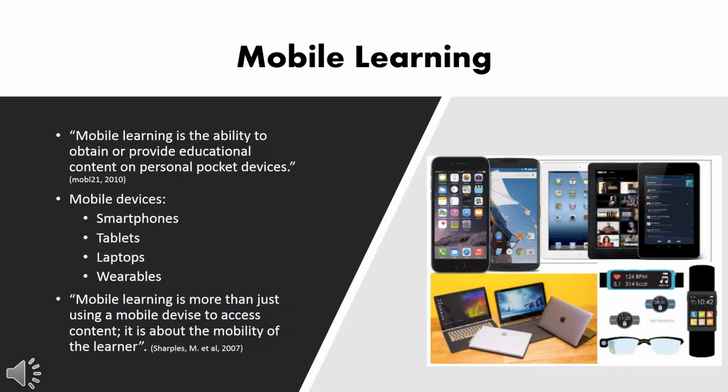Mobile learning is the ability to obtain or provide educational content on personal pocket devices. It is more than just using a mobile device to access content. It is about the mobility of the learner. On the right, you can see examples of mobile devices including smartphones, tablets, laptops, and wearables.